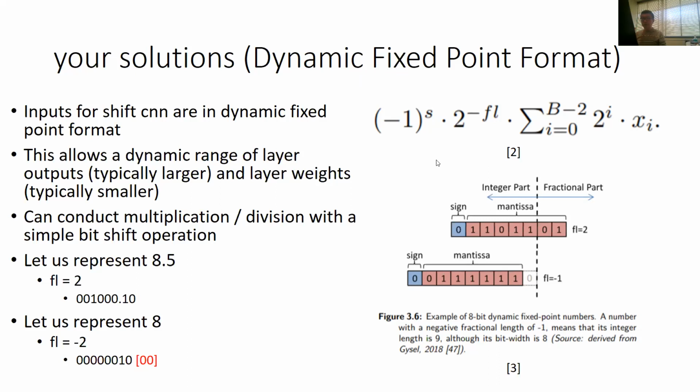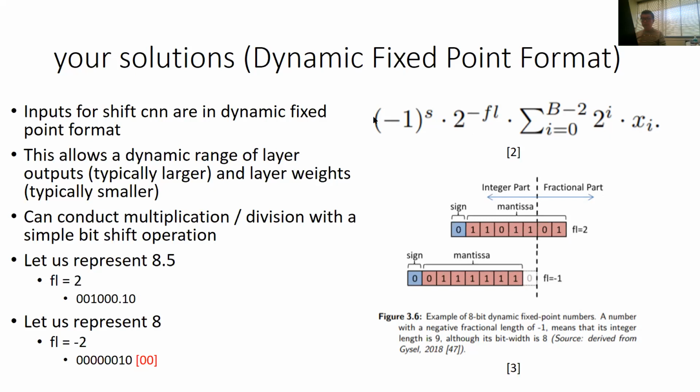So I had to go figure out what that was. Here's the equation for this. It's negative 1 to the sign bit times 2 to the negative FL, where FL is going to be the number of bits that represent the fractional portion, times the sum from I equals 0 to the number of bits minus 2 of 2 to the I times mantissa bit I.